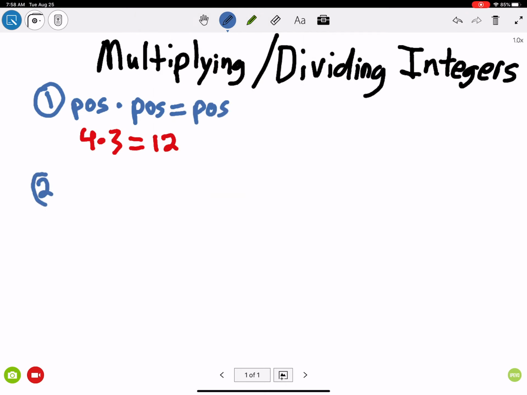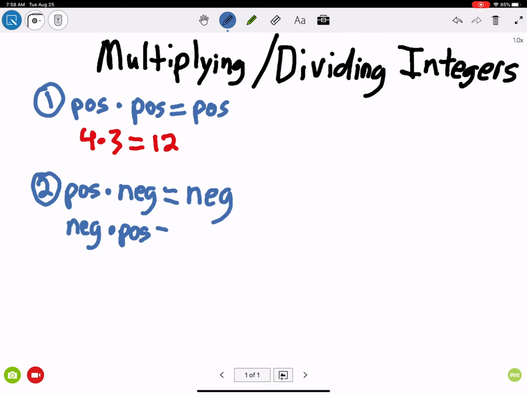Now, what happens if we take a positive and multiply it by a negative? Well, in this case, if I take a positive times a negative, the negative is going to be a little stronger and it's going to win out, okay? So that's going to give me a negative outcome. So anytime, whether it's a positive times a negative or a negative times a positive, my answer is always going to be negative.